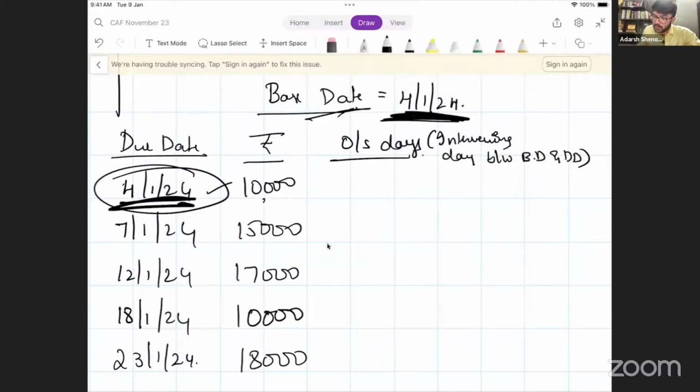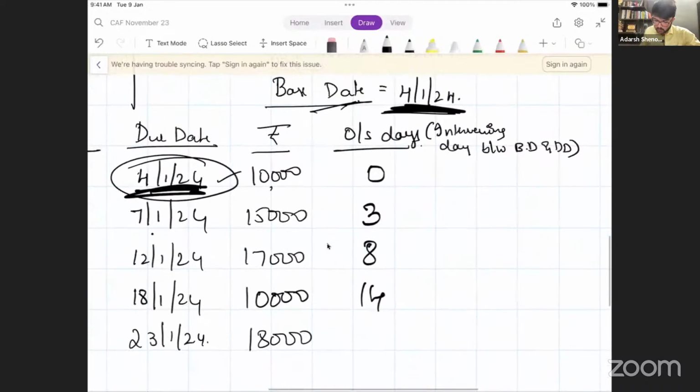So from 4/1 to 4/1, how many days? It's the same day, so 0 days. 4/1 to 7/1, 3 days. 4/1 to 12/1, 8 days. 4/1 to 18/1, 14 days. I'm just minusing, 18 minus 4, 12 minus 4. So 4/1 to 23/1, 19 days.